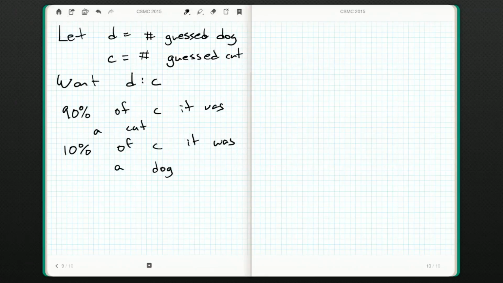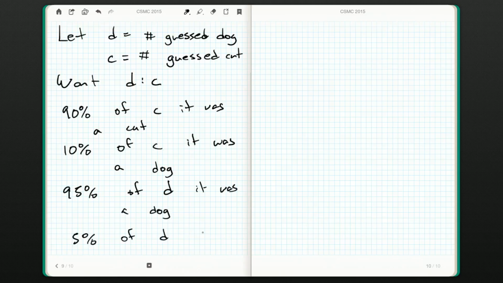And I think we can do the same thing. I think it was 95% of the time she guessed D, she was right. It was a dog. So that means that 5% of the time, 5% of the time she guessed dog, it was, in fact, a cat.